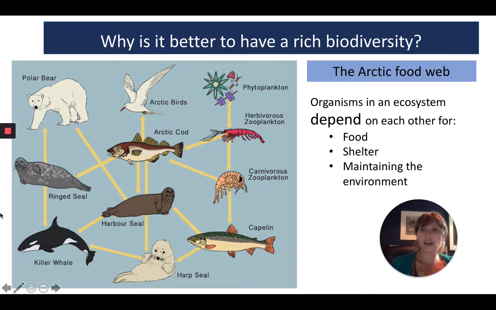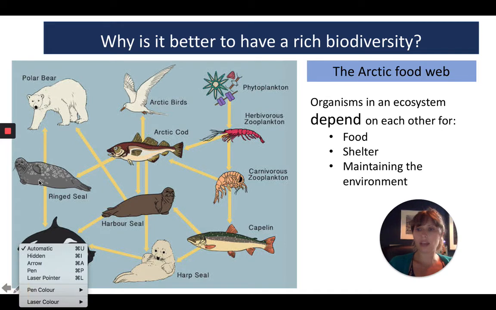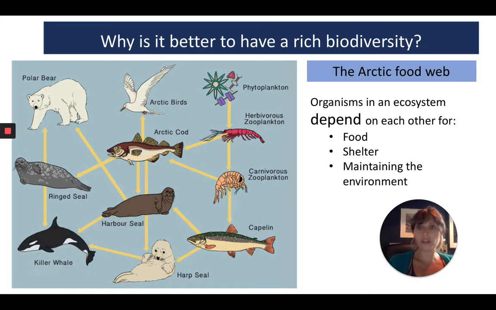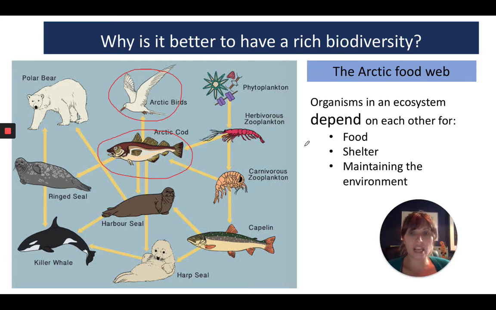Now, if we use the example, I shall just get a pen up here. If we use an example of the Arctic bird here, you can see the Arctic bird eats Arctic cod. Now there's no other arrows pointing to the Arctic bird, so that's the only animal that the Arctic bird eats in this example. Now because of that, what would happen if all the Arctic cod died out? Overfishing by humans or a disease hits the Arctic cod and they no longer exist, or their numbers drop ridiculously low. What are the Arctic birds going to do? There's no backup.